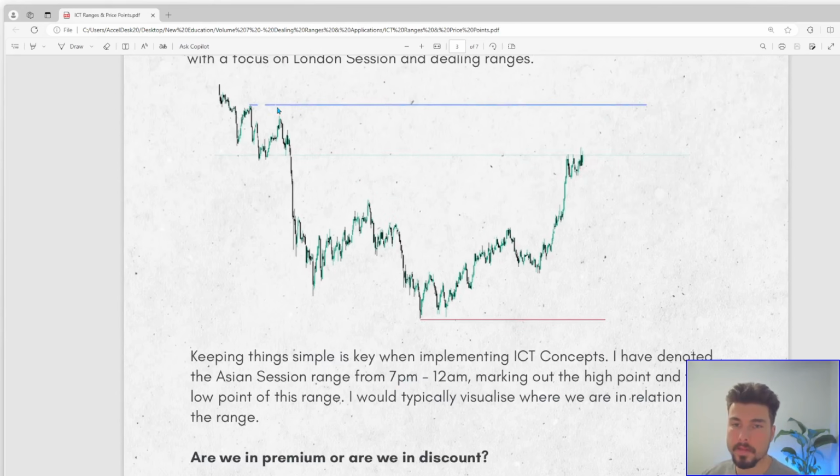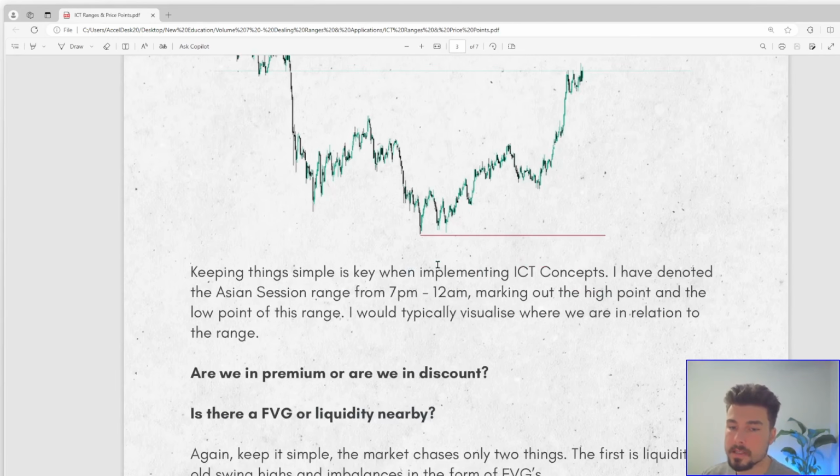All we've got here at the top, we've got Asian buy side, that's 7 o'clock roughly over here, and then Asian sell side. So I've marked out the extreme high and the extreme low of that Asian range. For me, it's 7 to 12. For some people, it's 8 to 12, or 6 to 12. This is just what I personally use and what's worked for me. So that's what I'm going to go through here, keeping things nice and simple, 7 to 12.